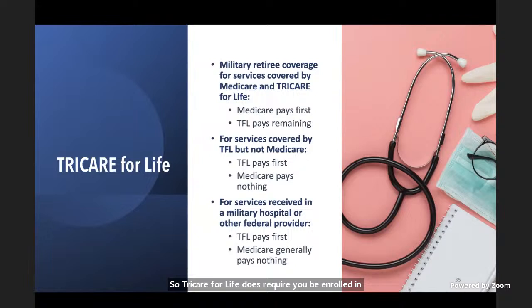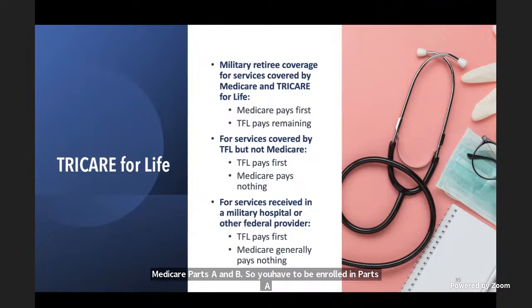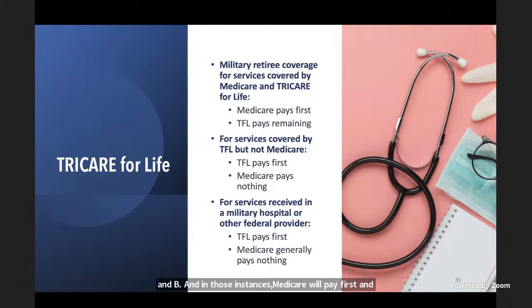And in those instances, Medicare will pay first, and then TRICARE for Life will pay the remaining. Now, there are some services that are covered by TRICARE for Life, but that are not covered by Medicare. In those instances, TRICARE for Life will just pay for those, up to the coverage limits that they've established.